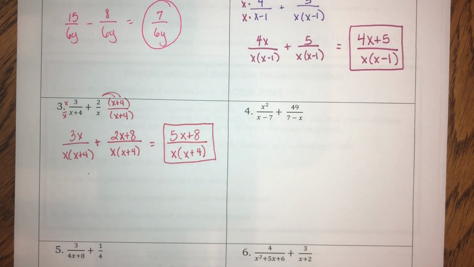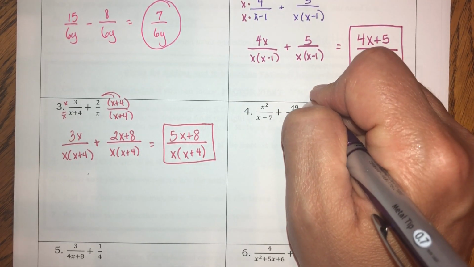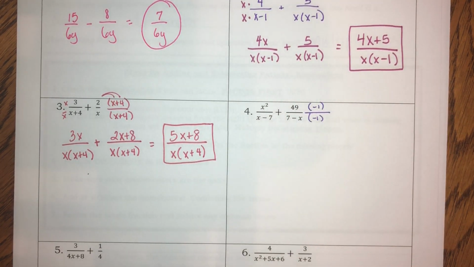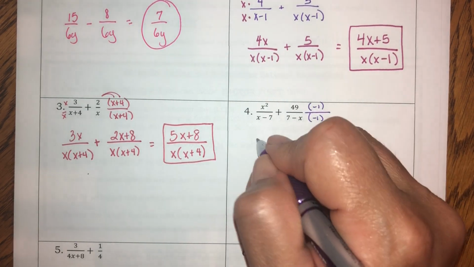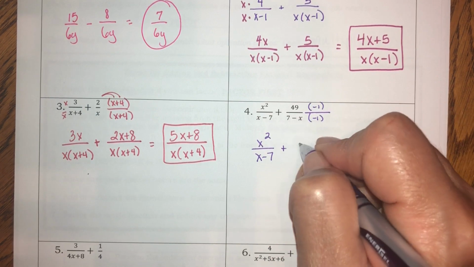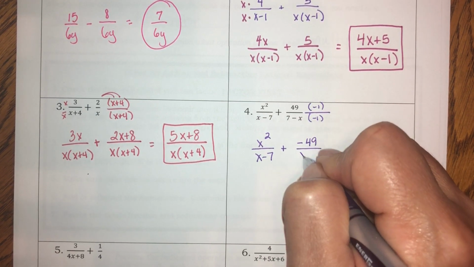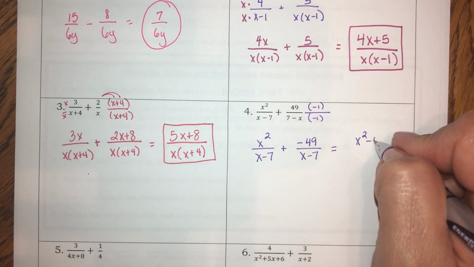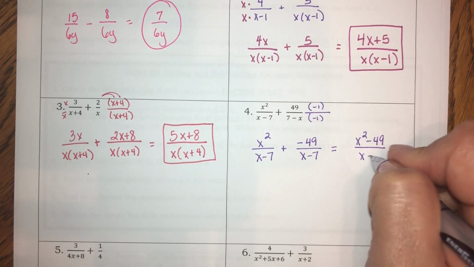Moving on to problem number 4. This is that special case like we saw back in the lesson a few minutes ago. The bottoms are almost the same, 2 terms, minus sign in the middle, but the order is reversed. You just have to pick one of them and multiply by a -1 on top and bottom. I usually do it to the second one. So now I have x squared over x minus 7 for the first fraction, and then I have -49 over x minus 7 on the second. When I put these fractions together, I have x squared minus 49 over x minus 7.